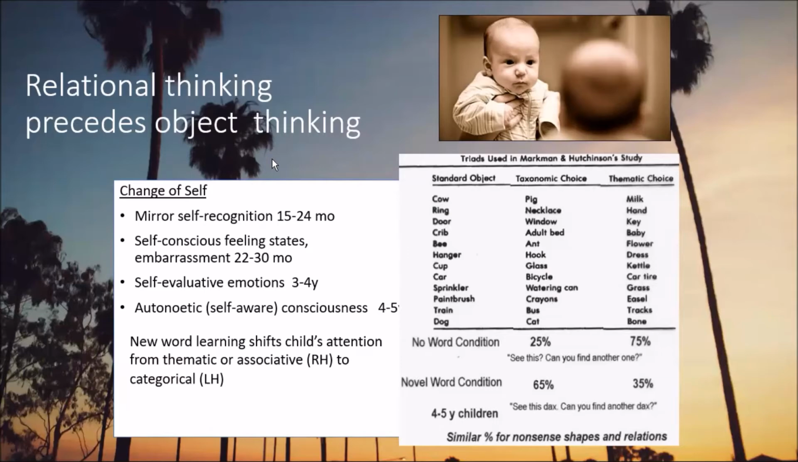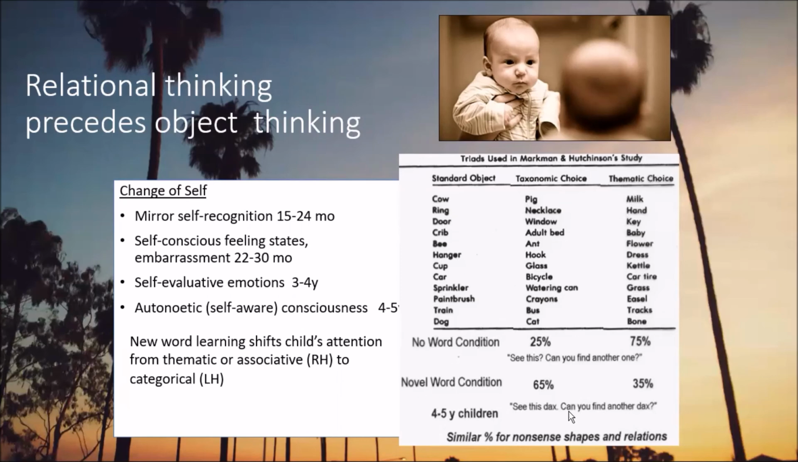In fact, language itself, what this is trying to show you here, is that language itself is a cue to go categorical. With really young kids, they're shown an object like a little figurine, and they have other objects, and they're asked, what goes with cow? See this, can you find another one? They'll choose milk. This is when there's no other cows there. They choose the associative one.